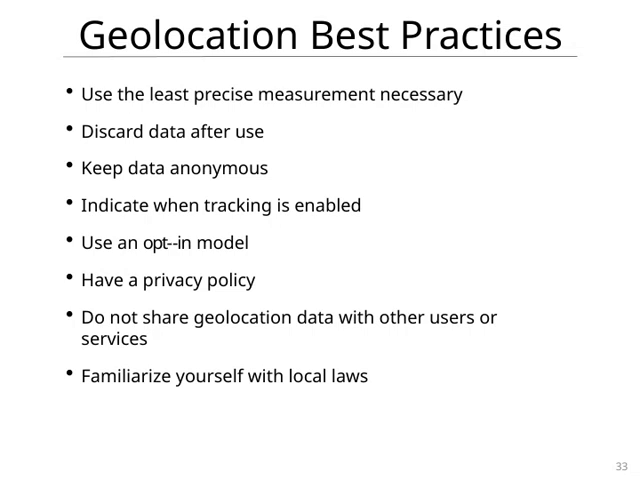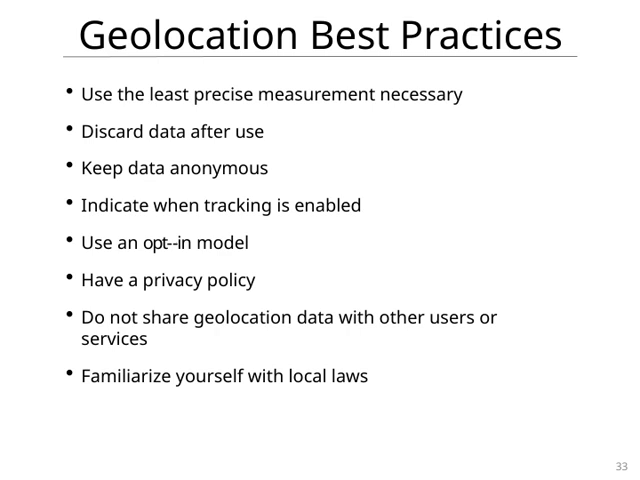Let's talk about some best practices for using geolocation data responsibly and ethically. First, always use the least precise measurement necessary. This helps protect user privacy while still allowing you to meet your goals. Next, make sure to discard the data after you've used it. Holding on to it longer than needed increases risk. It's also crucial to keep the data anonymous whenever possible, so individuals can't be personally identified.